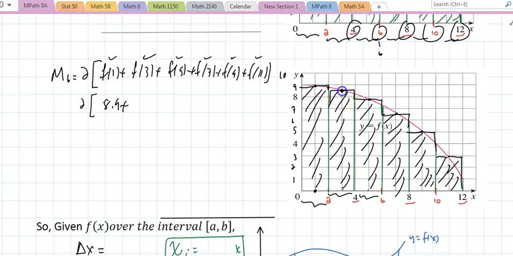F of 3, that right there looks like an 8.5. F of 5, that right there looks like a 7.8. F of 7, that right there, it looks like a 6.8. F of, this is exactly a 5. And this is about, it looks like 2.8.